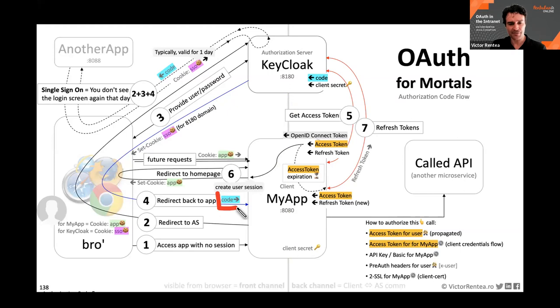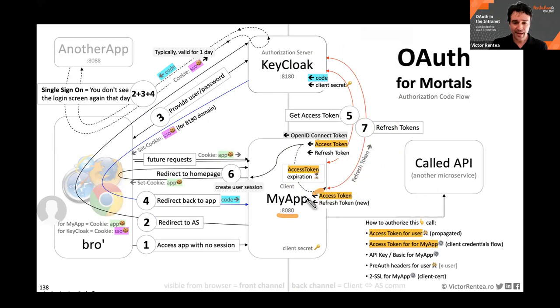The only thing that matters now is that this code for our discussion came through the browser and was exchanged under the radar, with an invisible request to KeyCloak, to get the actual access token, let's put it in orange. Now, up until here, we were able to log into 8080, right?